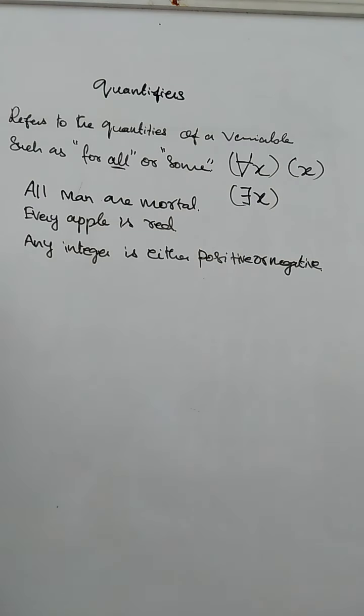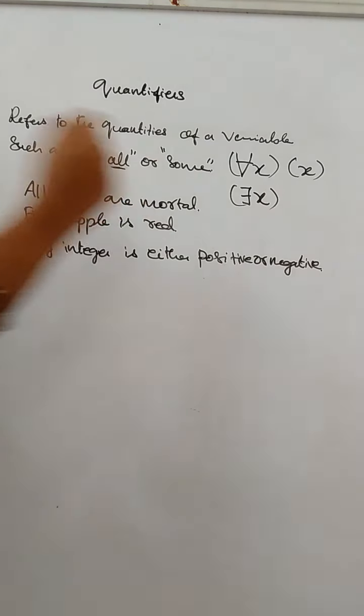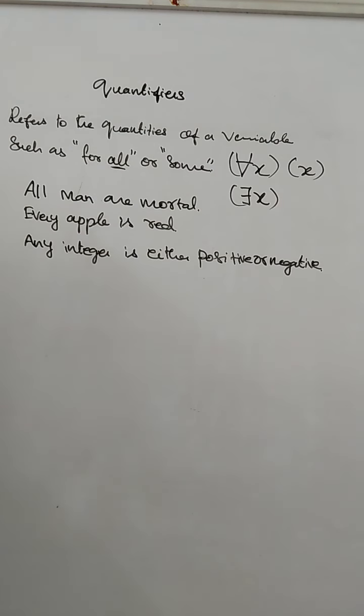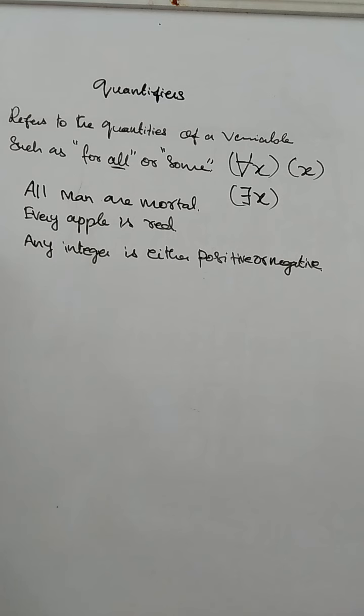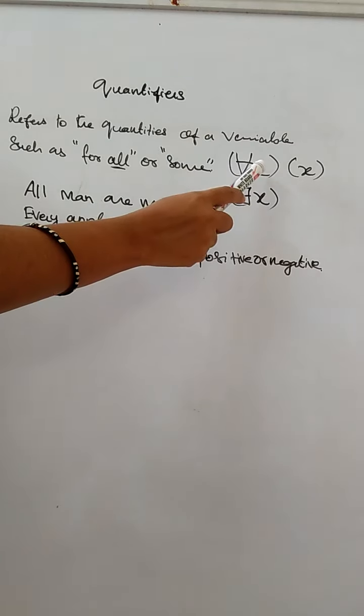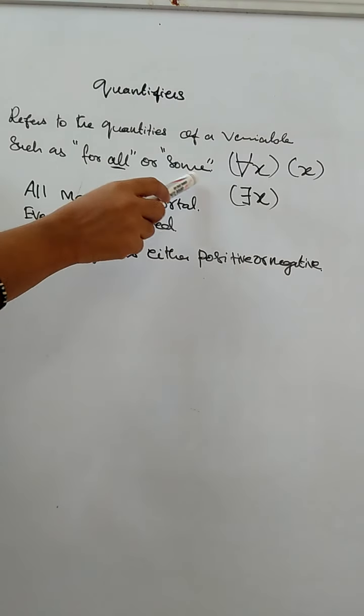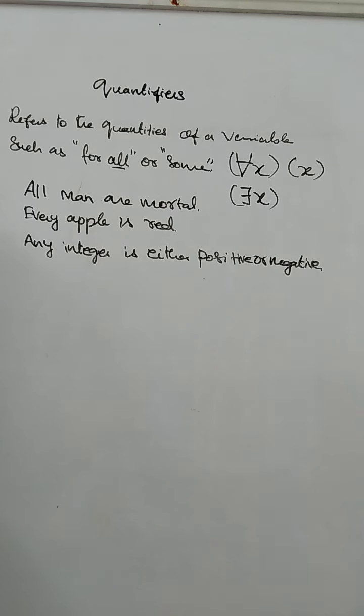Actually, quantifiers are of two types. One is the universal quantifier and the next one is the existential quantifier. If it is the universal quantifier, it means for all the values it will return true, for all the possible things it will return true. And for the existential quantifier, it will exist in the universe. That's why it is called an existential quantifier. For all represents the universal quantifier, and for some values it represents the existential quantifier.